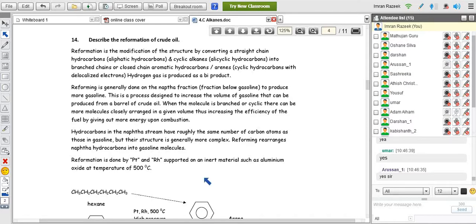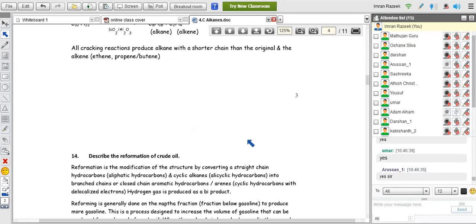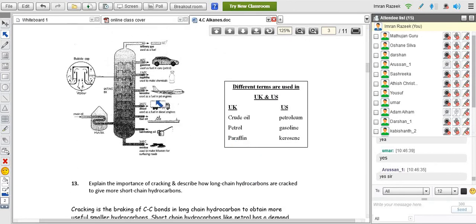Reforming is generally done on the naphtha fraction, which is the fraction below gasoline. You can see in the fractional distillation tower, naphtha is below gasoline. Of course, you have to know the order of these fractions. You are not supposed to know the boiling points. The only thing we should know is as you go down, the boiling point increases. That's all. Because the long chain heavy molecules are found at the bottom, and the long chain heavy molecules have a higher boiling point compared to the short chain smaller molecules.